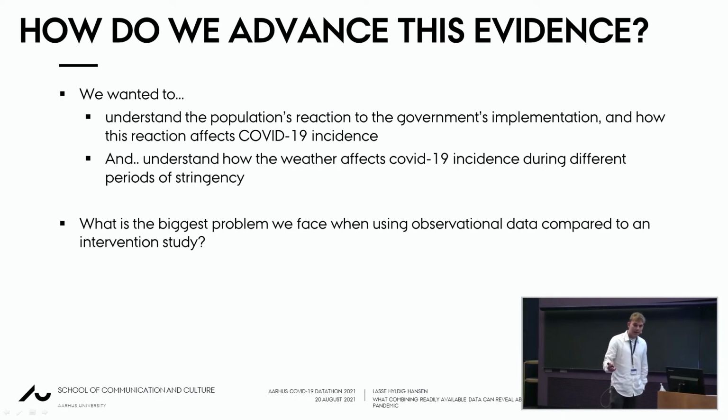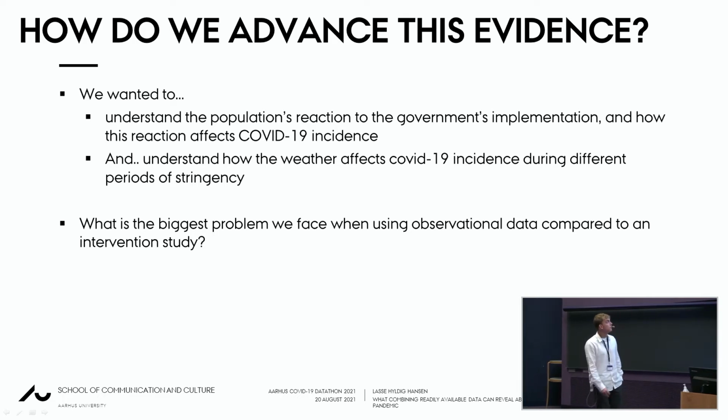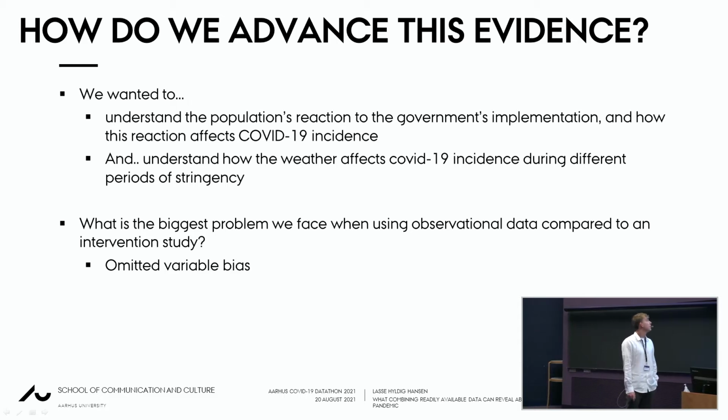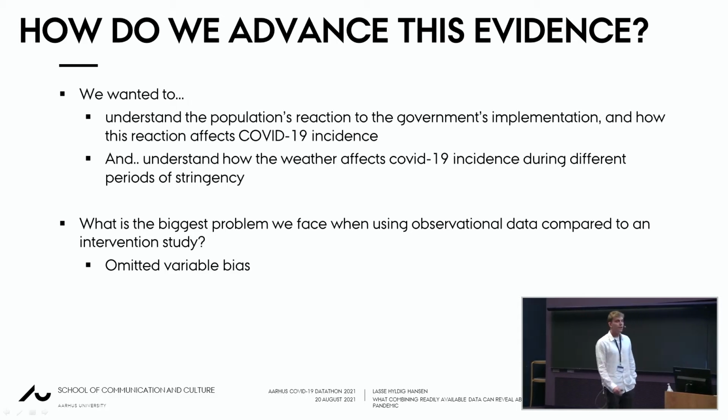So first, a question or wonder, which is also directly related to Leo's point. What's the biggest problem we face when using observational data compared to an intervention study? This will be very relevant when we go into this weekend to work with data. The answer is very short, which can be said in many different ways, but my answer is omitted variable bias. We have a lot of things in our error term that we are not necessarily interested in studying. So we get this collider bias, as Leo talked about.